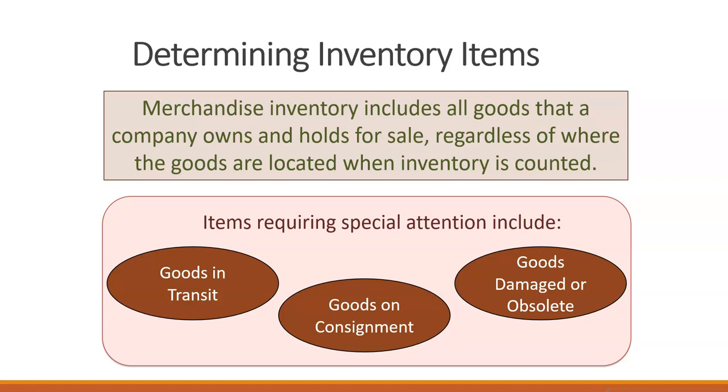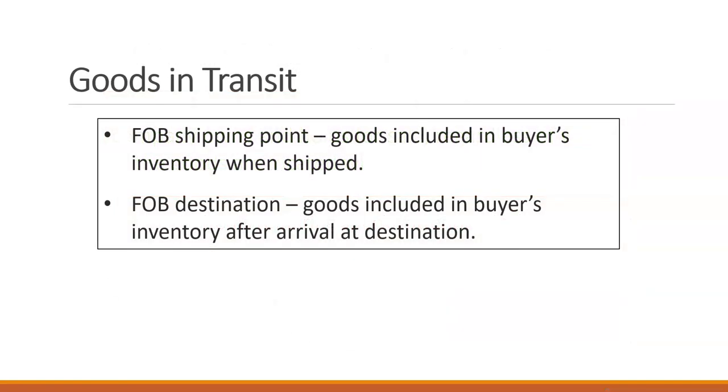So inventory is anything that we've purchased to sell to someone else. So we have goods in transit, goods on consignment, and then goods damaged or obsolete are some things that we're going to talk about. Goods in transit are either FOB shipping point or FOB destination. FOB standing for freight on board. So if it's shipping point, then we include the goods in our inventory when shipped. We take possession at the time they are shipped.